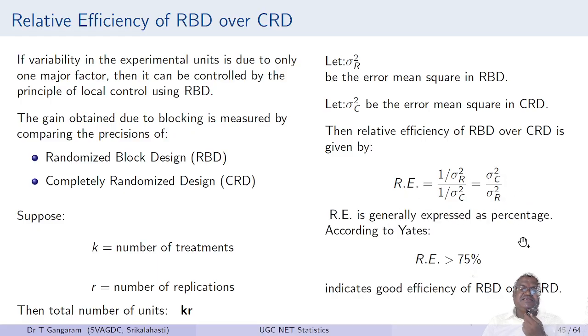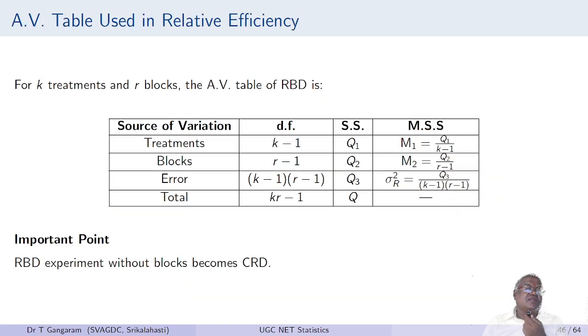This relative efficiency is generally expressed as a percentage. According to Yates, if relative efficiency is greater than 75%, it indicates a good efficiency of RBD over CRD. Here, in the ANOVA table, for treatments the degrees of freedom are K minus 1, M1 is equal to Q1 by K minus 1. Here M2 is equal to Q2 by R minus 1. Sigma square R for RBD is Q3 by K minus 1 into R minus 1. Important finding: an RBD experiment without blocks becomes CRD.